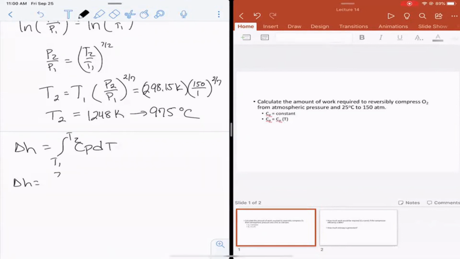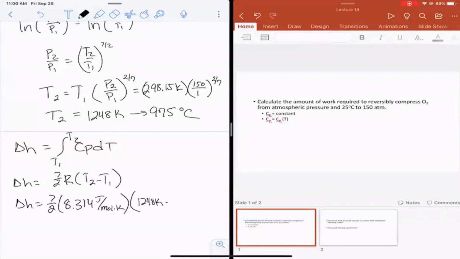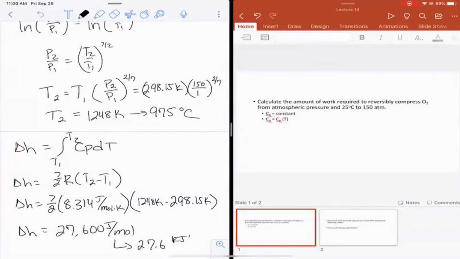So that gives us 7/2 times R times (T2 minus T1). So that's 7 halves times 8.314 joules per mole Kelvin times 1248 Kelvin minus 298 Kelvin, right? So delta H then is equal to 27,600 joules per mole, or if you prefer, 27.6 kilojoules per mole. Okay.